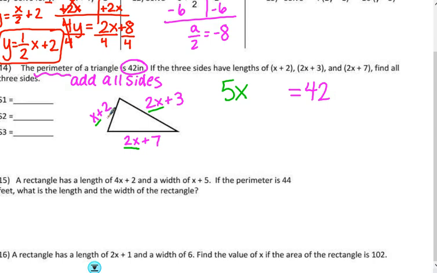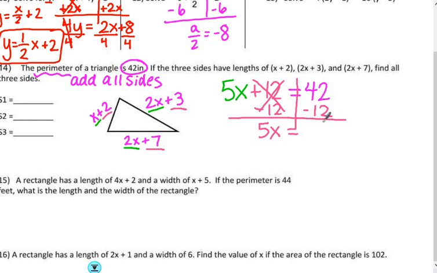Okay, and then let's look at our single digits. 2 plus 3 is 5. 5 plus 7 is another 12. And then again we set it equal to what the given perimeter was. And then from here we're just going to solve. I'm going to get rid of my 12 first by subtracting it over. That's gone. I'm left with 5x equals 42 minus 12, which is 30.